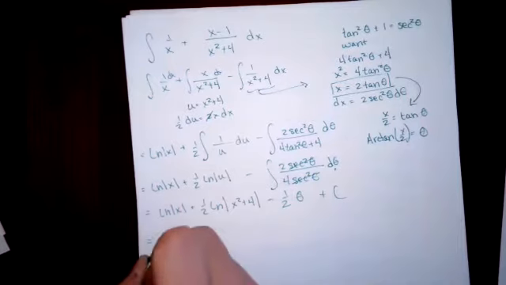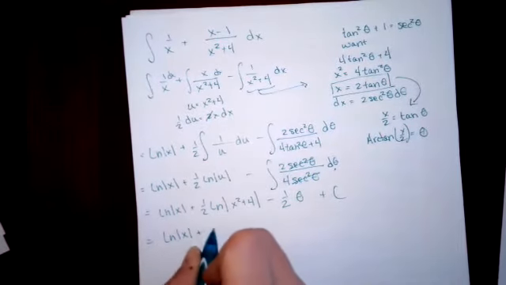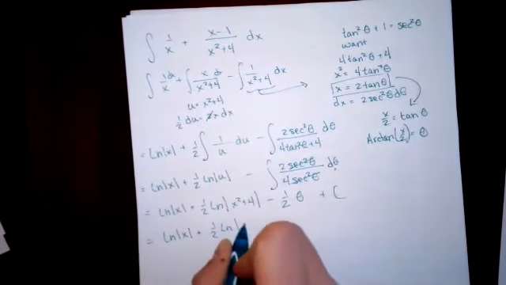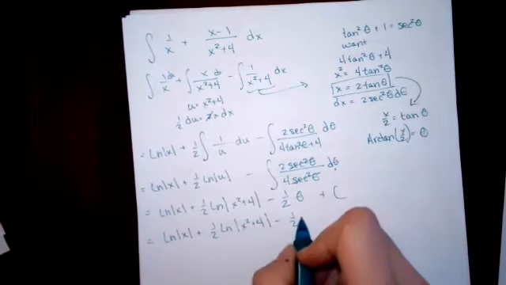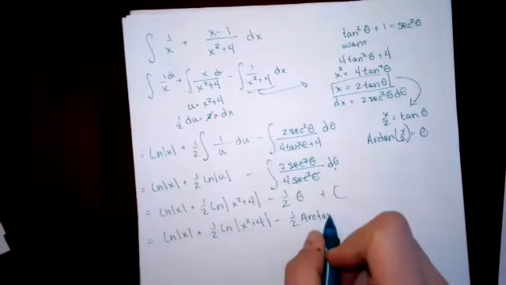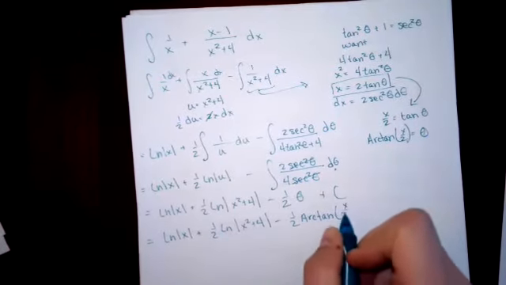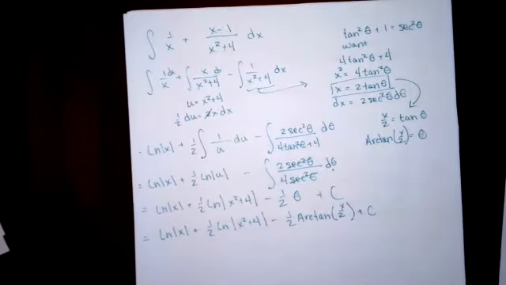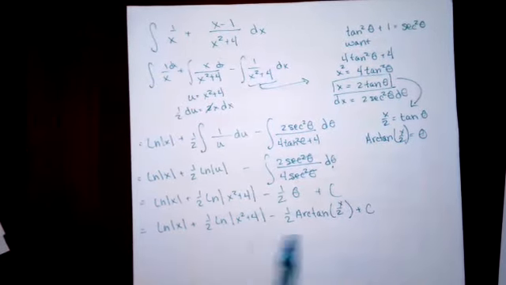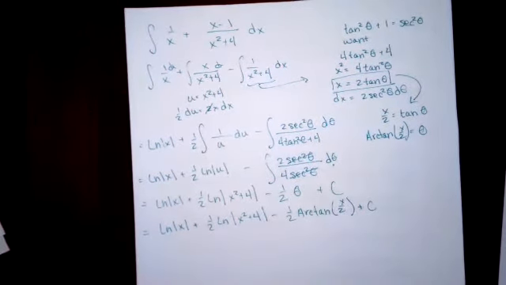So let's write out our final solution. Natural log of absolute value of x plus 1/2 natural log absolute value of x squared plus 4 minus 1/2 arctan of x over 2 plus a constant. So you'll see these functions a lot, natural logs, a lot of arctans, in these solutions for partial fractions. Any questions on this guy?